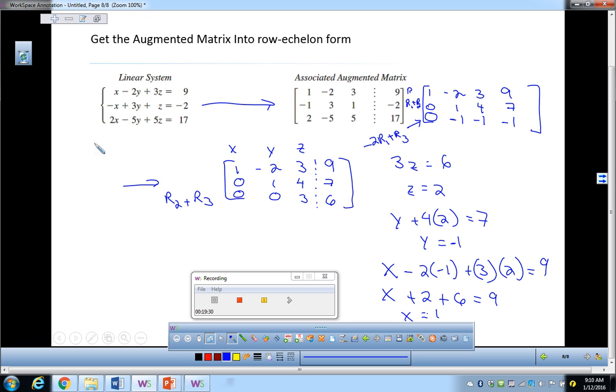It's just like what you were doing with the x's and y's in the equations, except you're writing the whole thing out as one big matrix instead of having the x's and y's, okay?